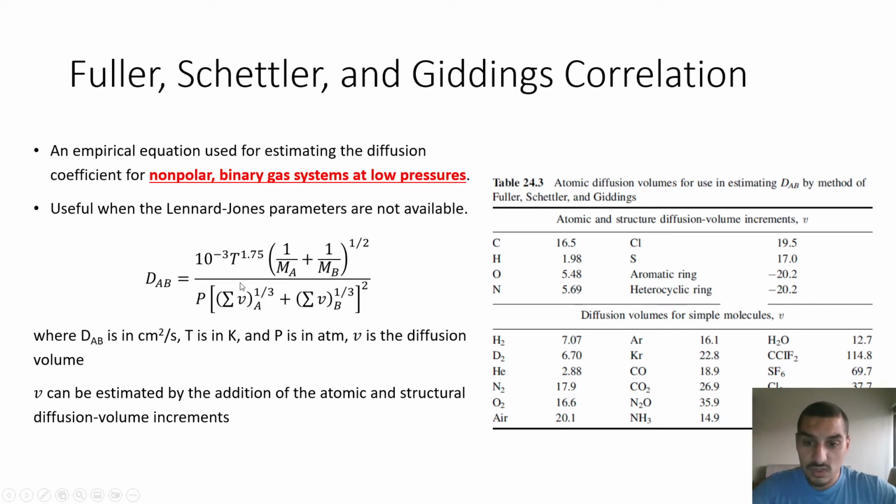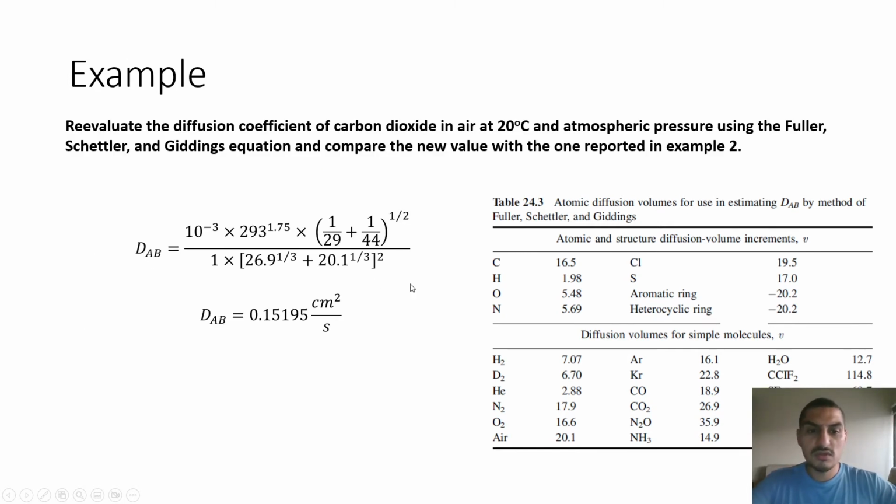So this is why we have the sigma v, which is the summation of the atomic and diffusion volume increments. If you know it already from here, then you don't have to do any sigma. It's going to be already calculated. And it's very straightforward, very simple. Once you get the diffusion volumes, you can calculate the diffusion coefficient, since all other parameters in the equation are already well known.